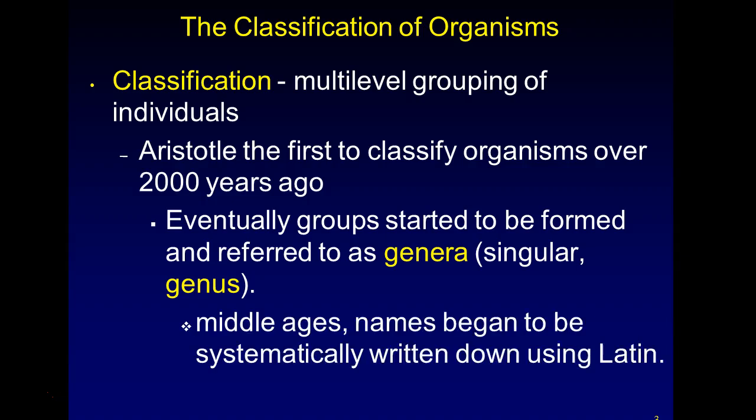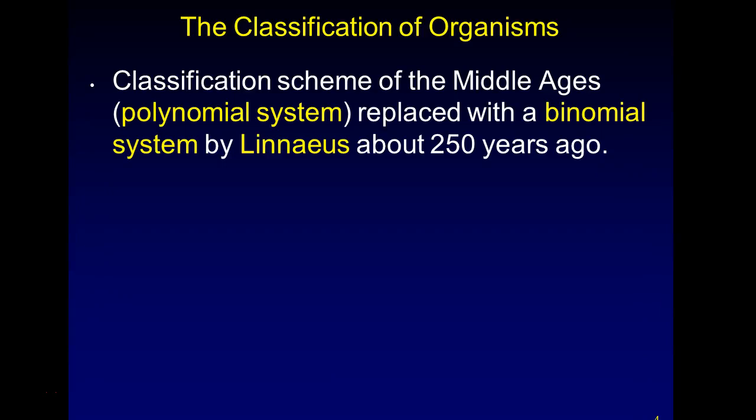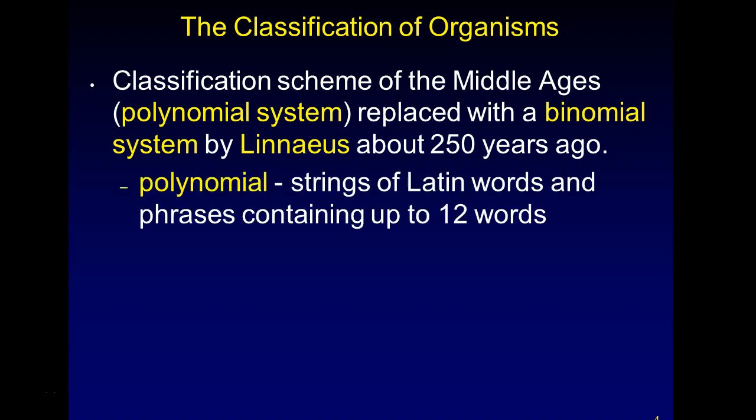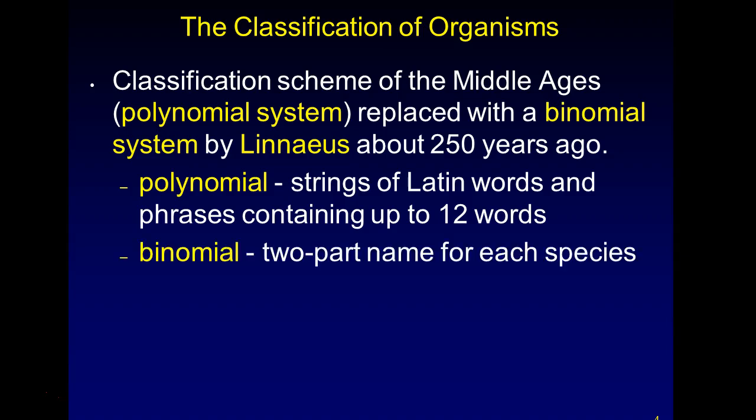In the Middle Ages, names began to be systematically written down using Latin. So a lot of the scientific names for animals are in Latin. The classification scheme of the Middle Ages was what we call a polynomial system. It was replaced with a binomial system by Linnaeus about 250 years ago. Polynomial, basically, strings together Latin words and phrases containing up to 12 words. Binomial is a two-part name for each species.